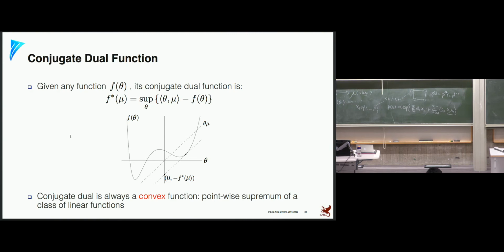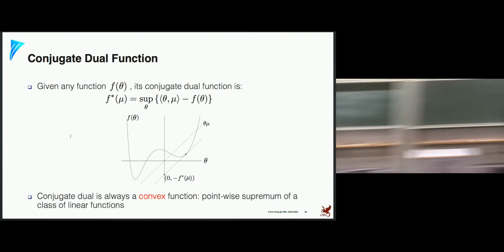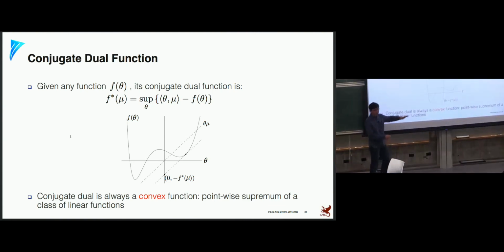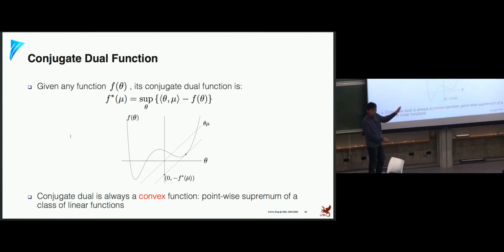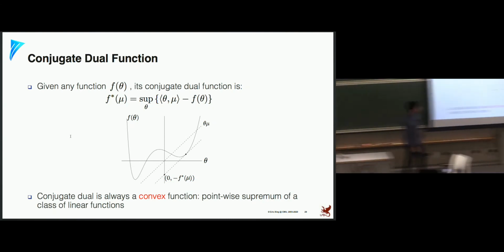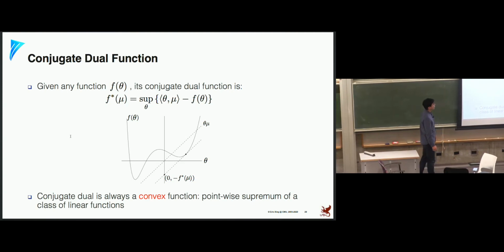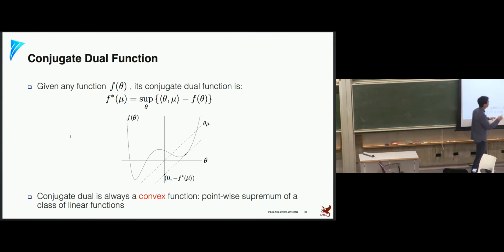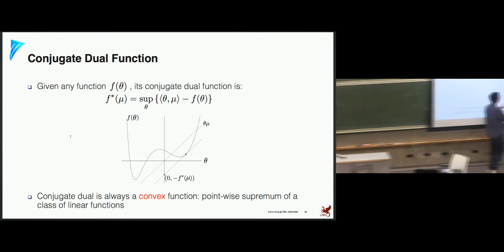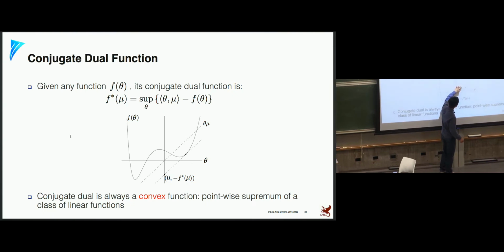For a given mu, the first function in one dimension is just a linear line that goes across the origin, right? And the value of mu determines the slope of this line. Okay? And then on the right-hand side, we're subtracting the value of f at theta. So what we're essentially measuring is the distance between this line and the curve f. So we're maximizing the distance.